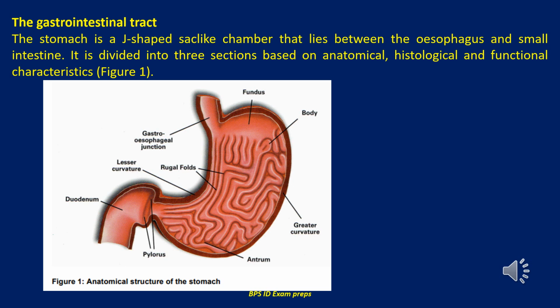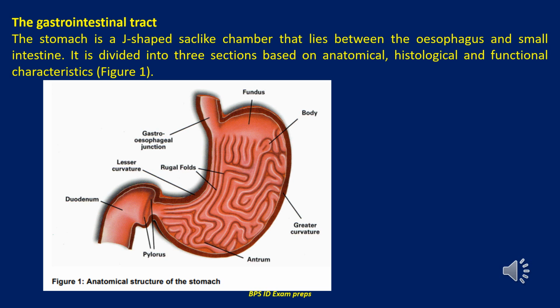Let's begin with the gastrointestinal tract. The stomach is a J-shaped sac-like chamber that lies between the esophagus and small intestine. It is divided into three sections based on anatomical, histological and functional characteristics, as shown in Figure 1.